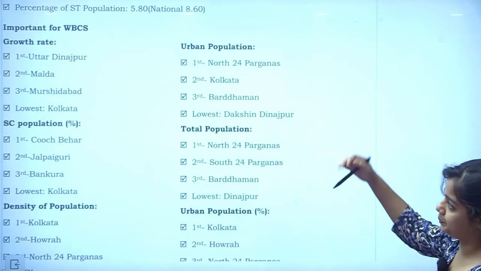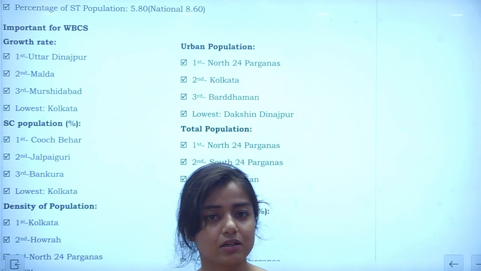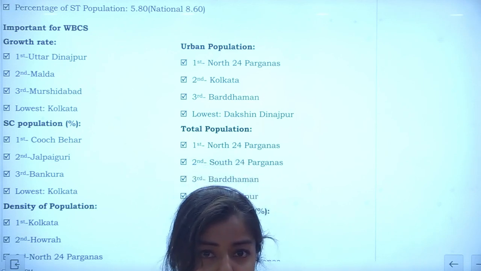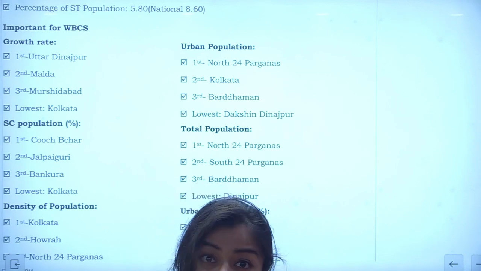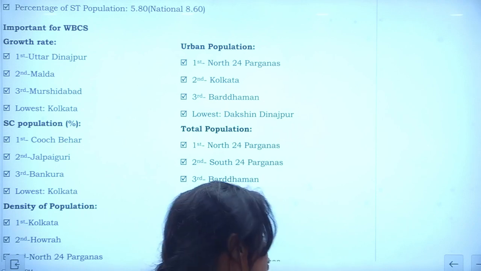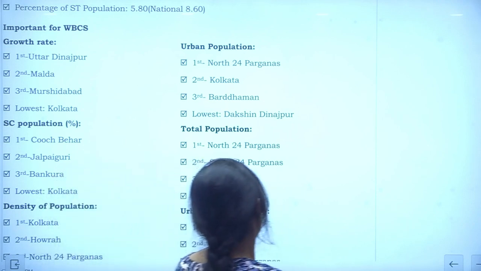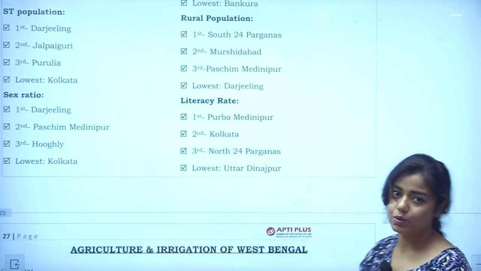Now we go to the later part of the chapter where rankings of the districts are given on the basis of a few heads. You can see growth rate, urban population, SC population, total population, density of population and urban population, and this continues. You have to learn this by heart.